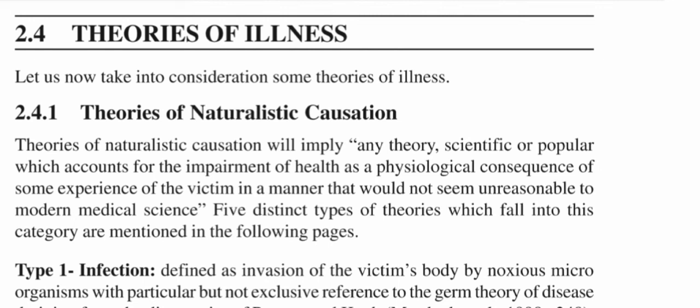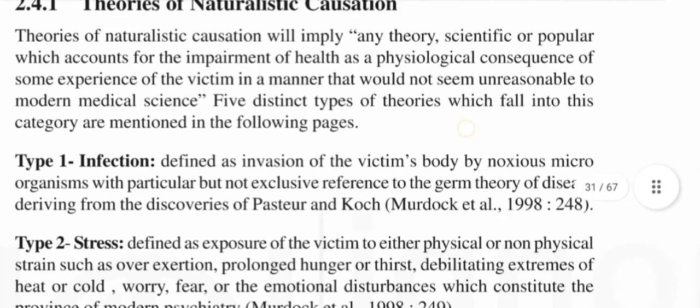Let us repeat this. Theories of naturalistic causation. Theories of naturalistic causation will imply any theory, scientific or popular, which accounts for the impairments of health as a physiological, not psychological, physiological consequence of some experiences of the victim in a manner that would not seem unreasonable to modern medical science. 5 distinct types of theories which fall into this category are mentioned in the following pages.